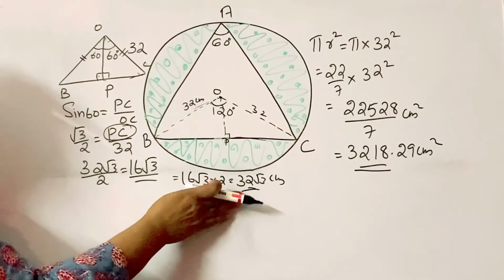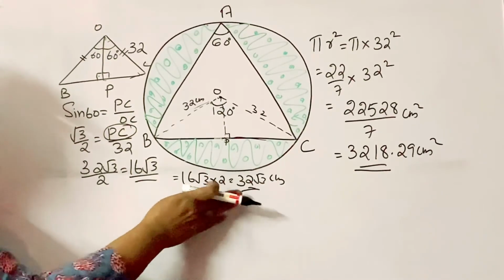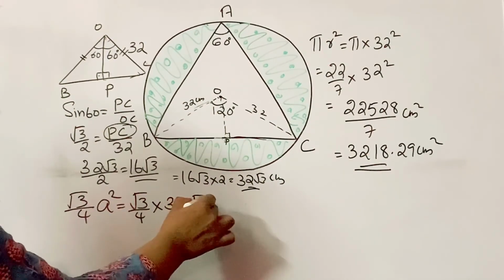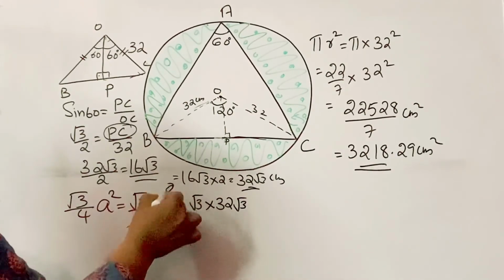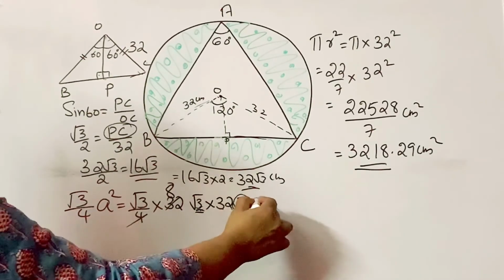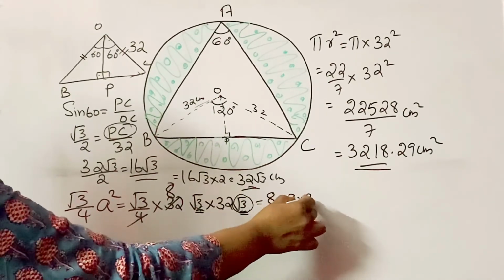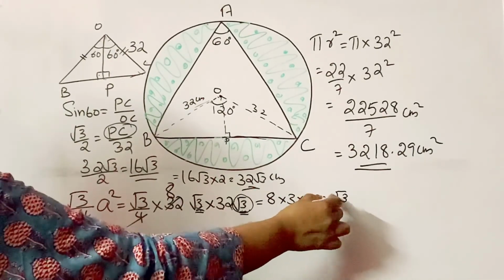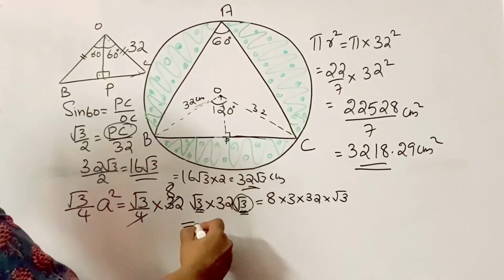Okay. Now after getting the side, you can find out the area of the equilateral triangle using root 3 by 4 a square. Root 3 by 4 into 32 root 3 into 32 root 3. Here root 3 into root 3 is 3. So the answer is 8 into 3 into 32 into this root 3. What is the value of root 3? Value of root 3 is 1.73.